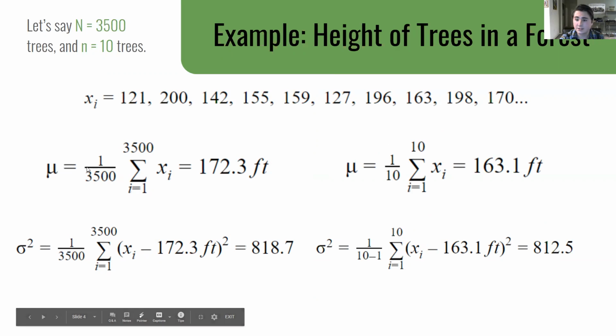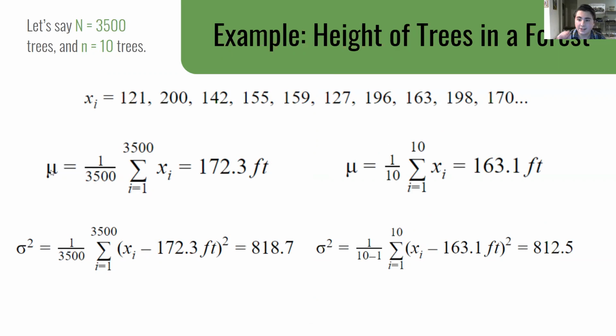For the sake of example, let's say that you counted the height of every single tree in this forest. So out of the 3,500 trees, if you added up all those heights and then divided by 3,500, you get 172.3 feet, theoretically. From there, you can calculate your variance with the equation mentioned before. Each point subtracted from the mean, squared, and divided by your total number of trees would give you a variance of 818.7. Now let's compare that to a sample variance.